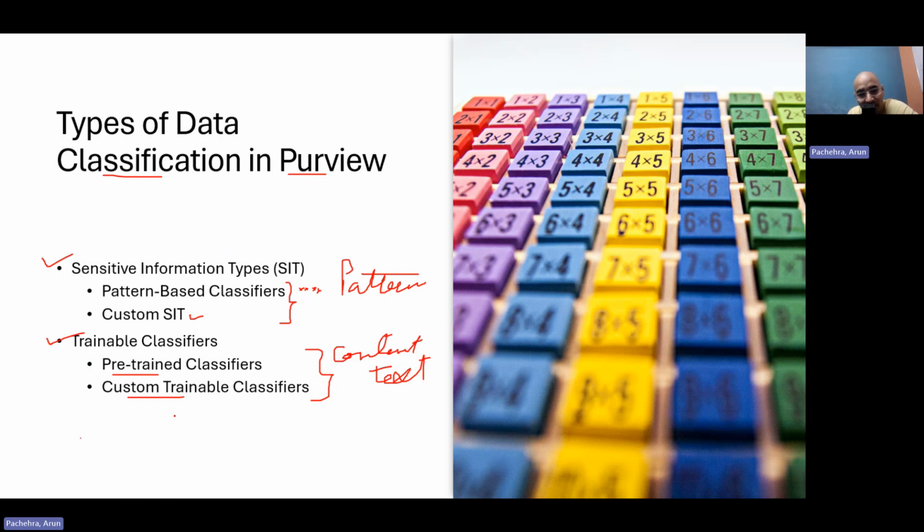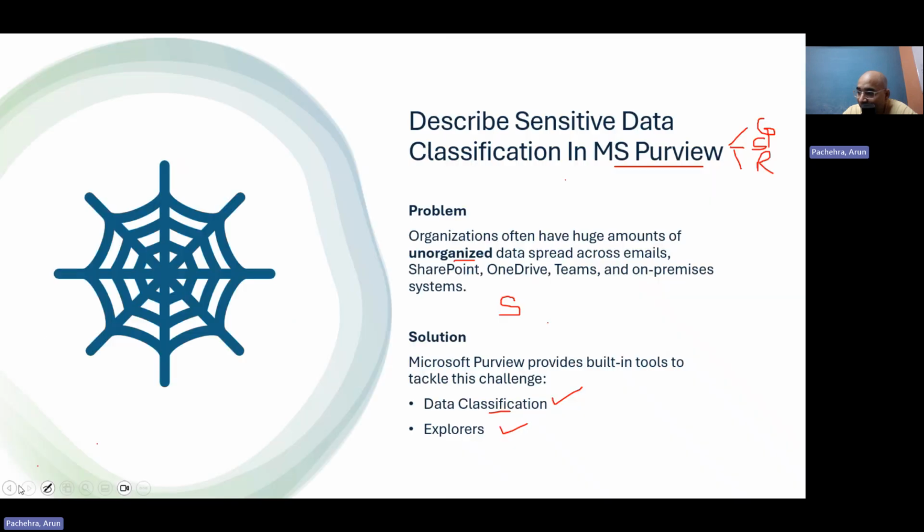And then you deploy the model. You deploy it to scan documents in SharePoint, OneDrive, Teams, Exchange. So anytime someone uploads a loan contract, it automatically detects and labels it as legal or confidential legal. All right, so those are custom trainable classifiers. Now I have given high-level information: what are SITs and trainable classifiers. Now let's go ahead and see all these things in detail.